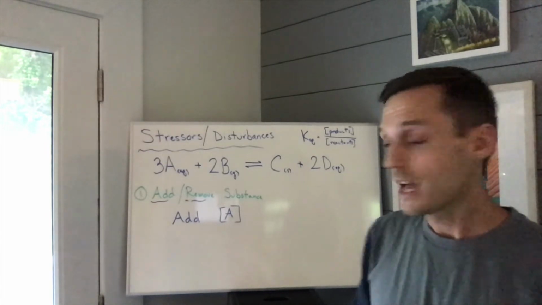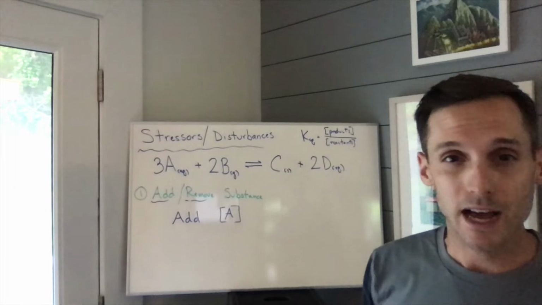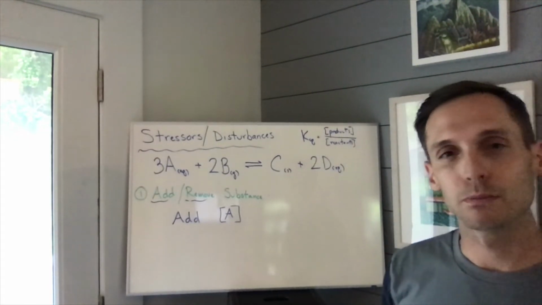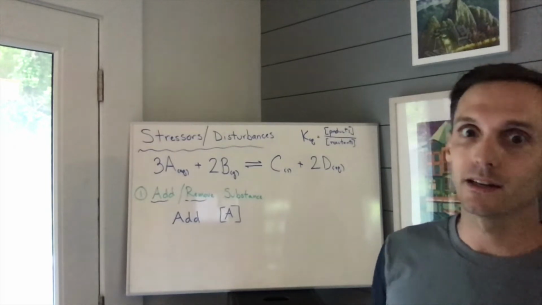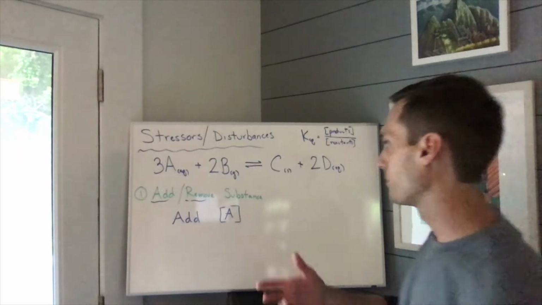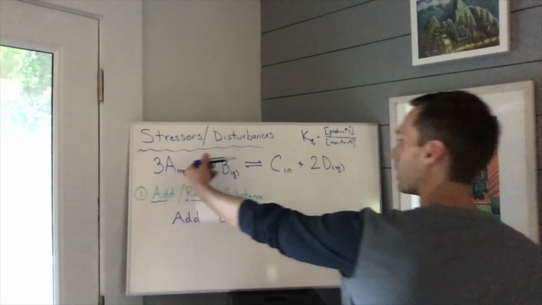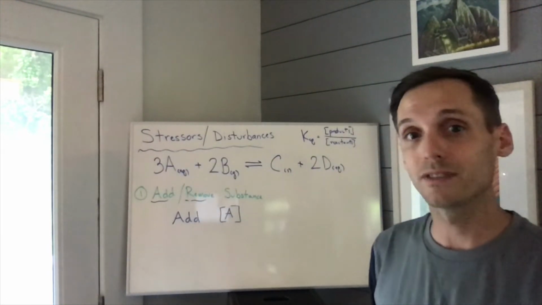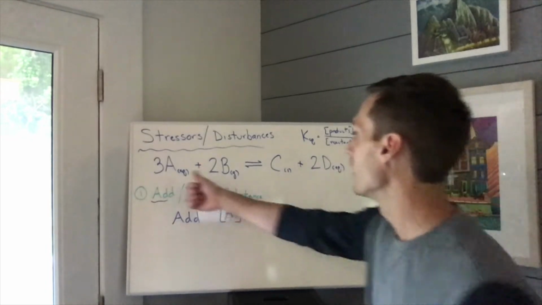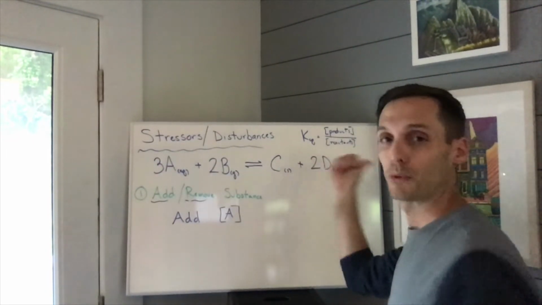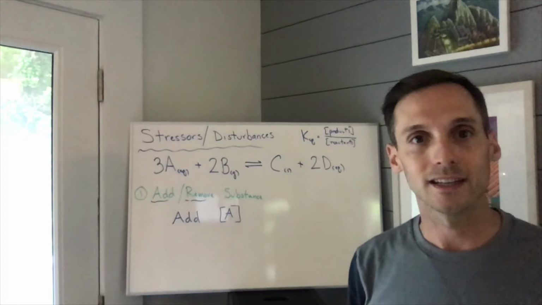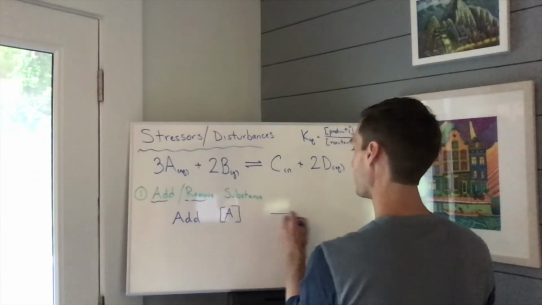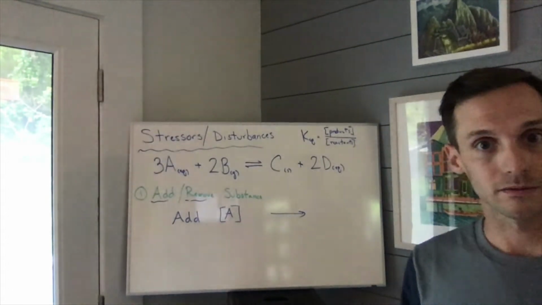And so if we add A and we already have too much A, which way will this reaction have to proceed in order to get rid of some A? Hopefully you see it would have to go away from that addition, right? We're going to try to get rid of some A, so we're going to go from A towards the products to get rid of that addition. So if we added A, it would shift to the right, okay?